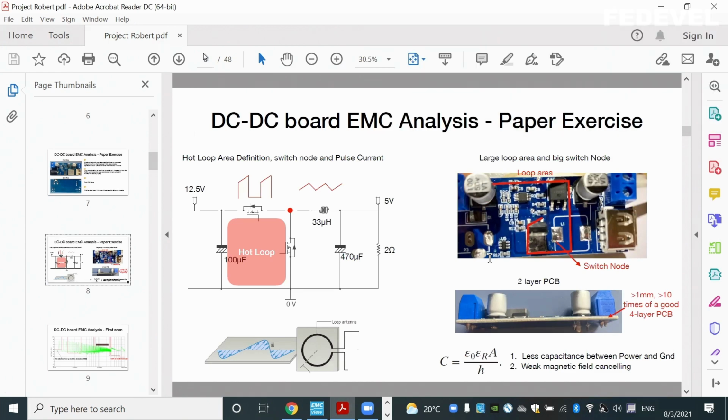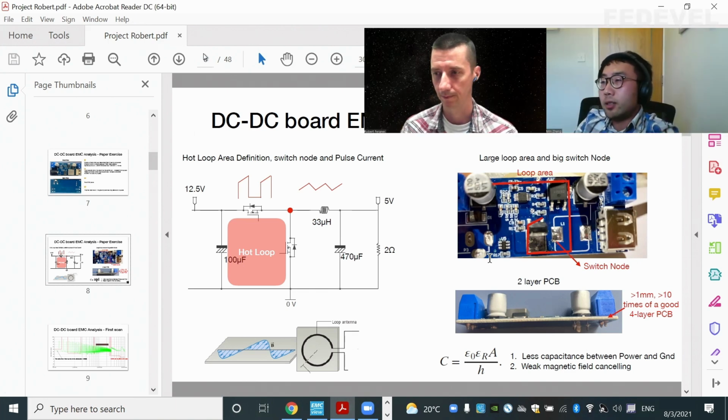So there are many ways of reducing the size of a hot loop. The easiest way is through better layout. For instance, in this case, if they can move the input capacitor closer, then you reduce the hot loop area. Another way is, if you have a hot loop area on the first layer, it's always good to have a solid continuous ground plane underneath it.